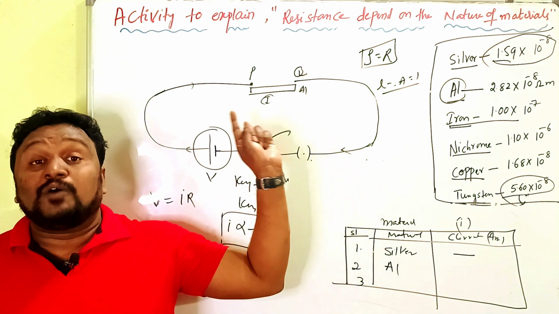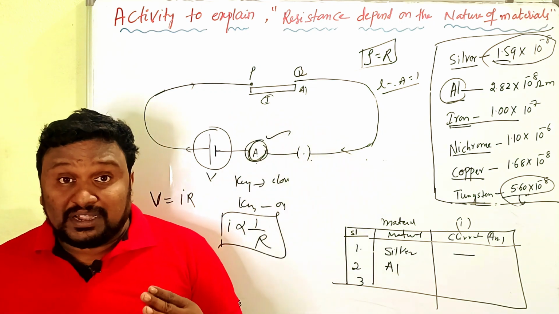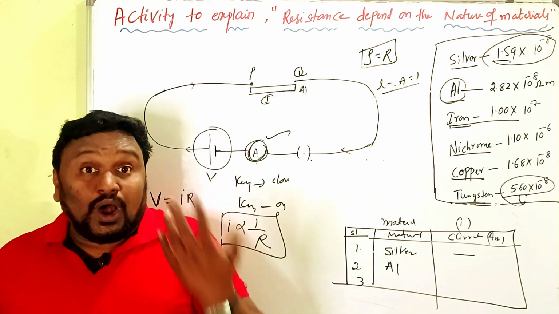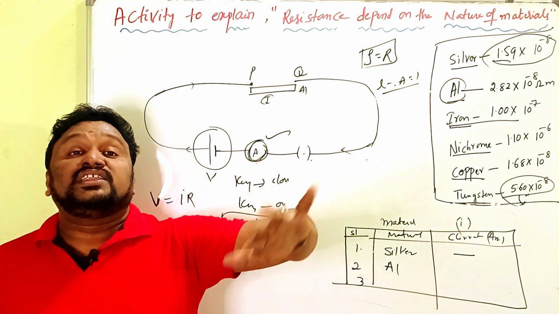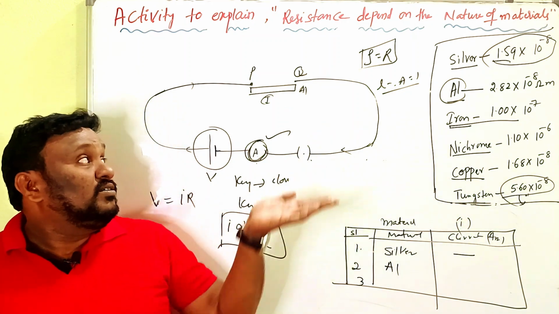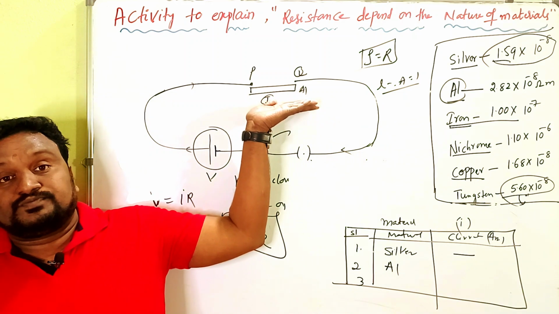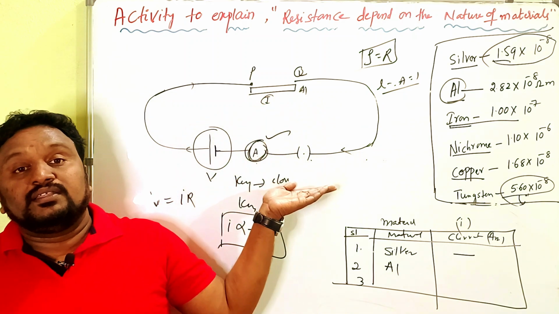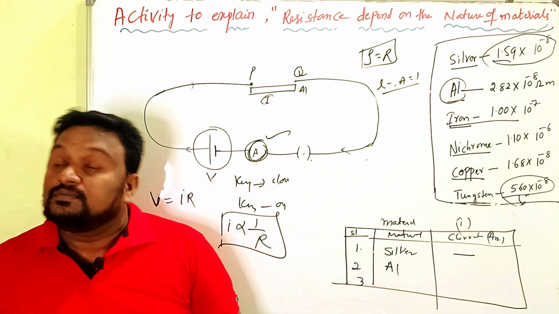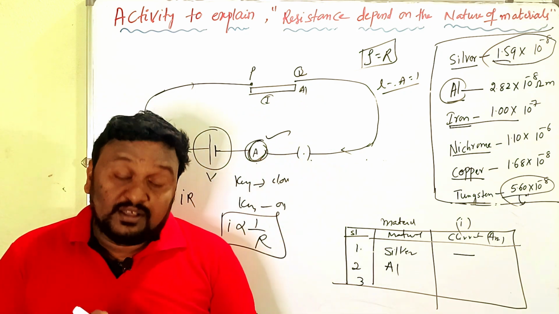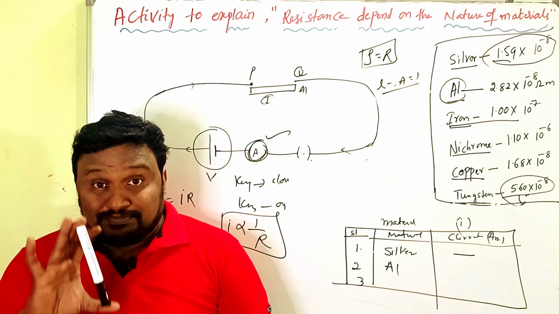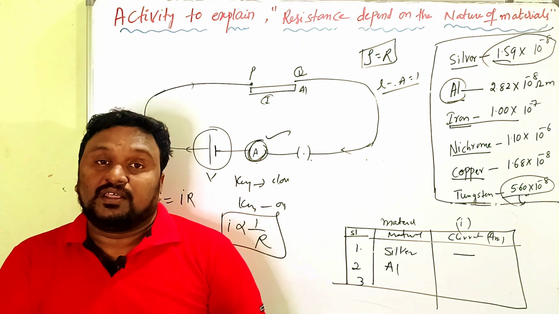That's why from this activity we can conclude that resistance depends upon the nature of the material. Nature of the material means by which material it was prepared, that decides the nature. Clear? So when we use different materials, we get different resistance values, and due to that we get different current values. So children, from this activity you have to conclude that resistance depends upon the nature of the material.